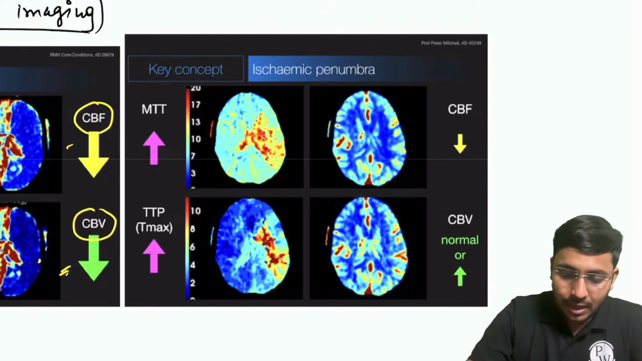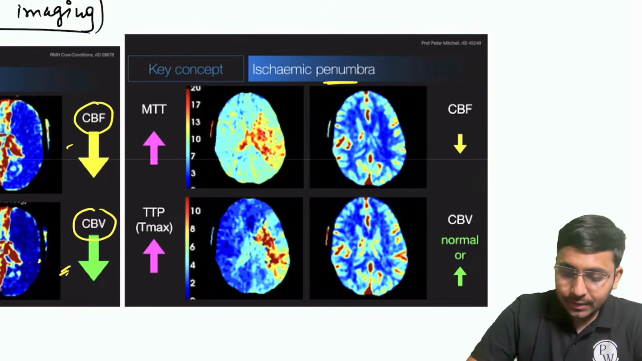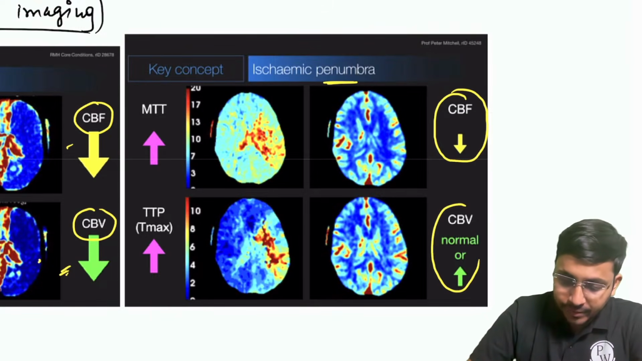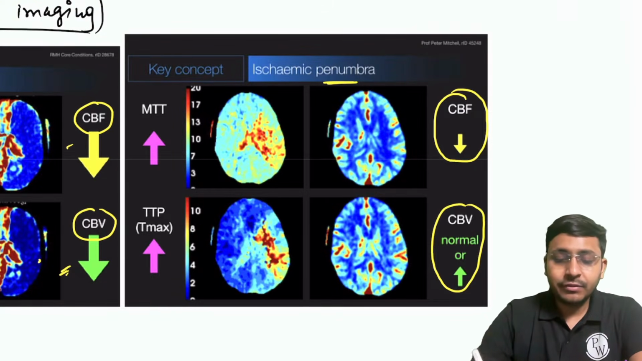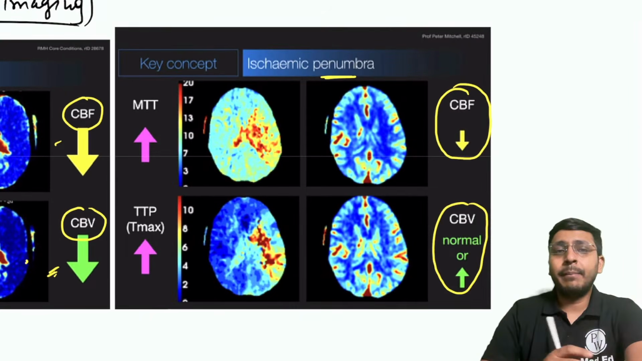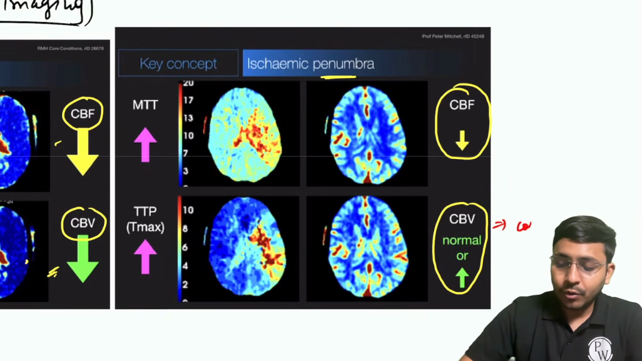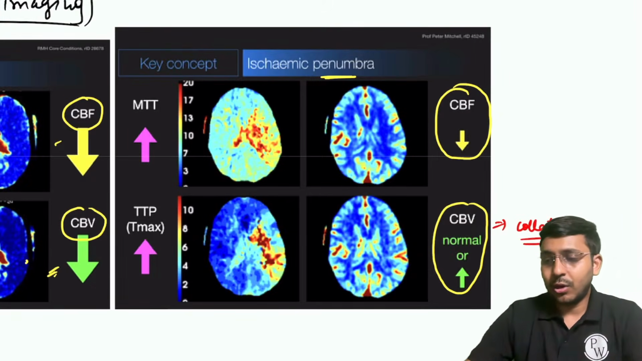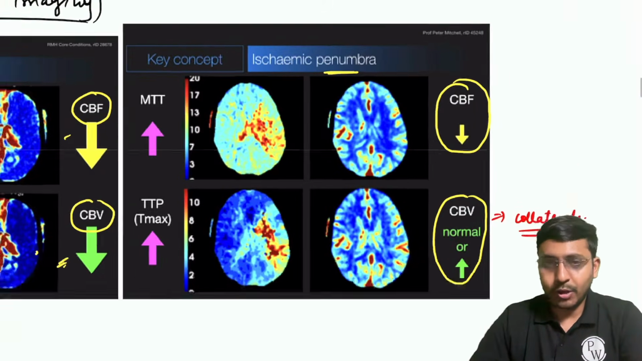In an ischemic penumbra, how do you identify penumbra? The cerebral blood flow will be less, but the volume will be normal. And why is blood volume normal in penumbra? Because of collaterals. Very important concept.